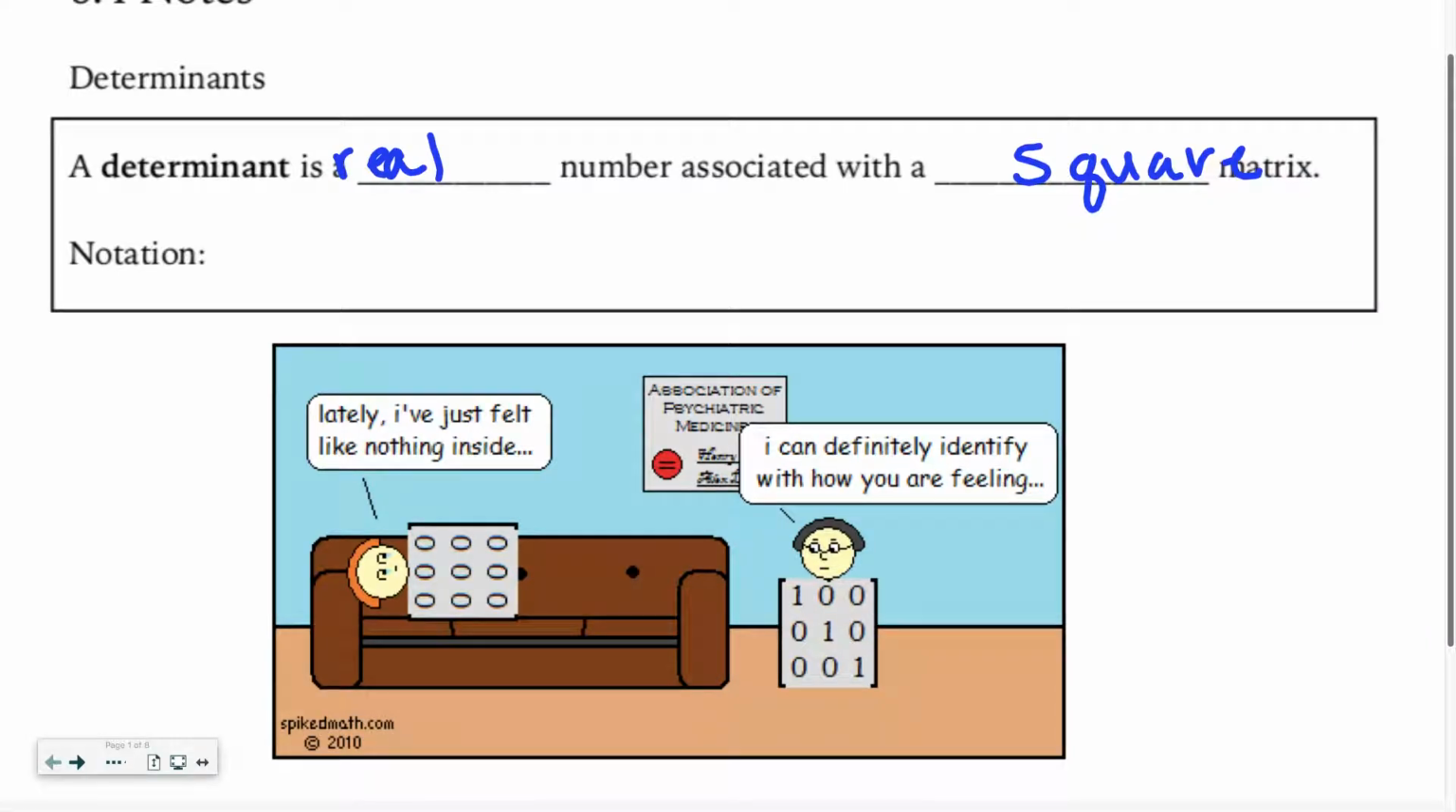Okay. We name matrices with capital letters, right? And so when we talk about the determinant, we're going to put what looks like absolute value bars around it. But since we're talking about matrices, it doesn't mean absolute value. It means determinant. Okay? So I'm going to teach you two methods. I'm going to teach you how to find the determinant of a 2 by 2, and then I'm going to teach you how to find the determinant of a 3 by 3. All right?